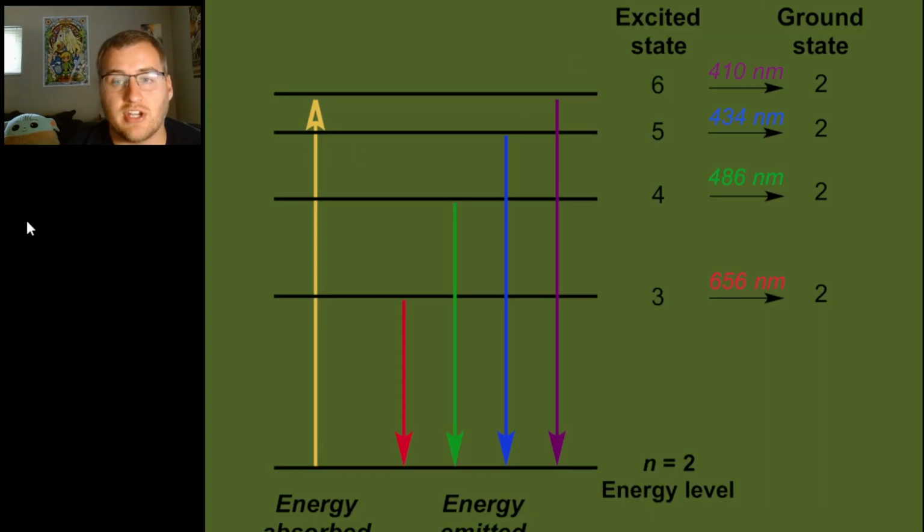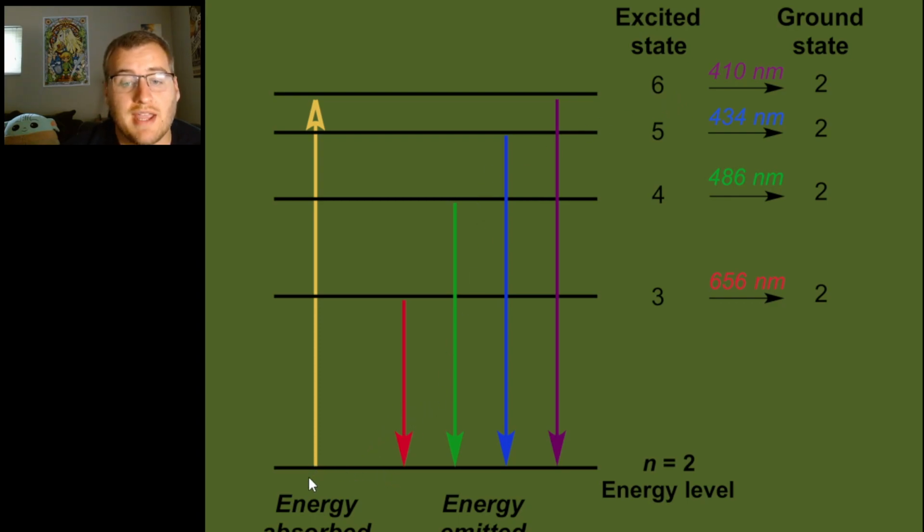Okay, so here's my example for you here. Can't quite see the bottom, but this says energy absorbed down here and energy emitted down here. So this represents all my different energy levels where my electrons can be. Energy level 2, like the 2s orbital, for example. Energy level 3, like the 3s orbital, or the 4s orbital, or the 5s or 6s, all the way up.